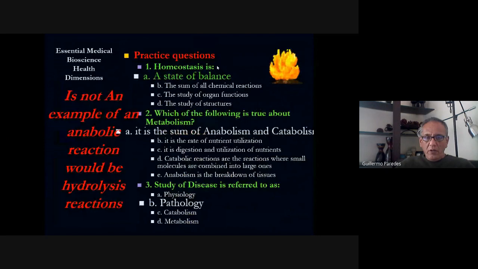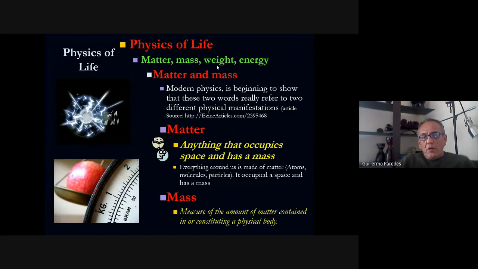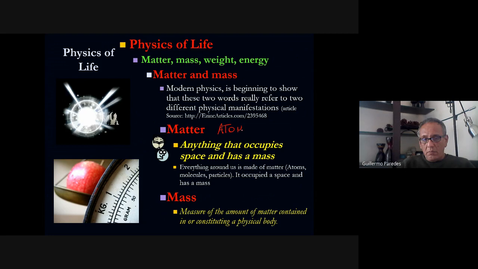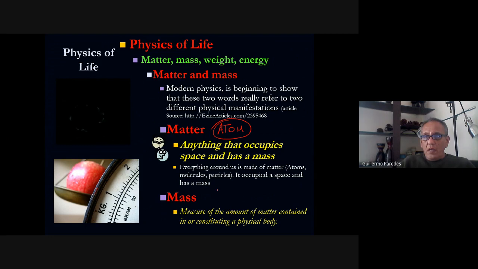All right, so let's talk about matter and mass. Matter is anything that occupies a space and has a mass. For example, the smallest unit of matter is an atom. Mass is going to be a group of atoms or molecules.